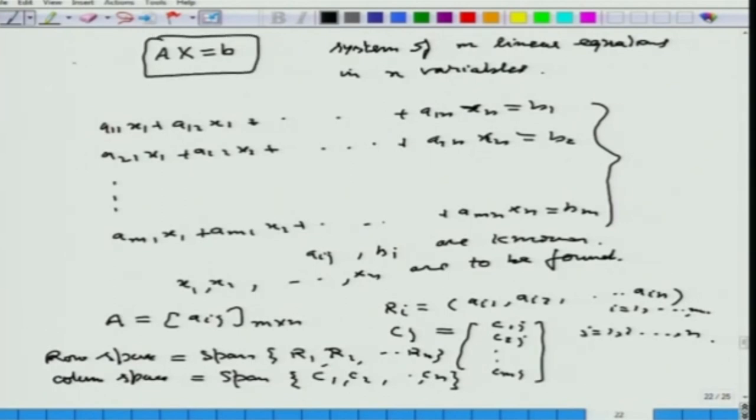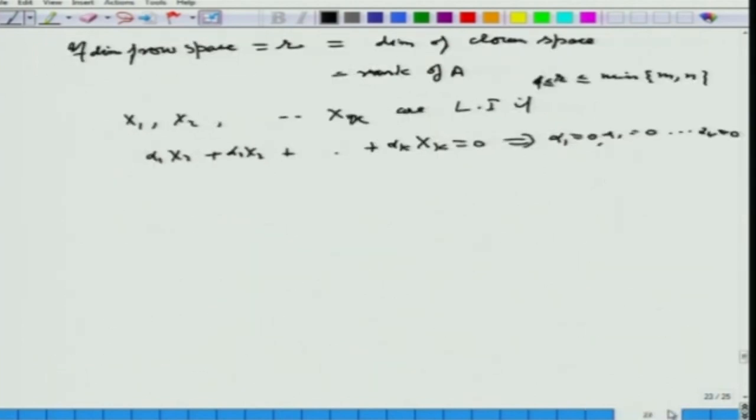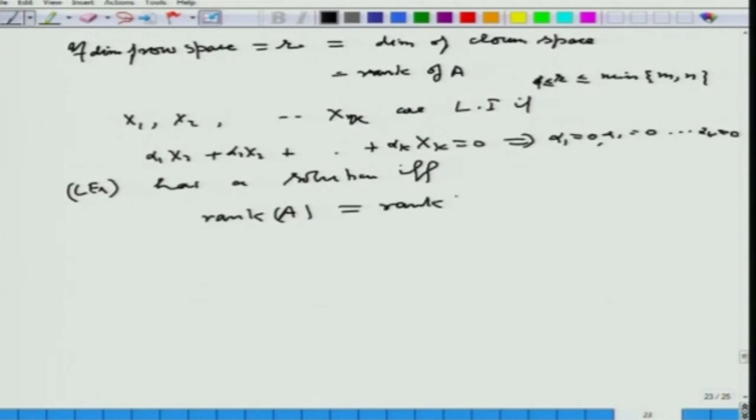system of linear equations, we will say this as LEs, linear equations, has a solution if and only if the rank of A is the same thing as the rank of the augmented matrix [A B]. Here this is the augmented matrix, we put a bracket for the augmented matrix.